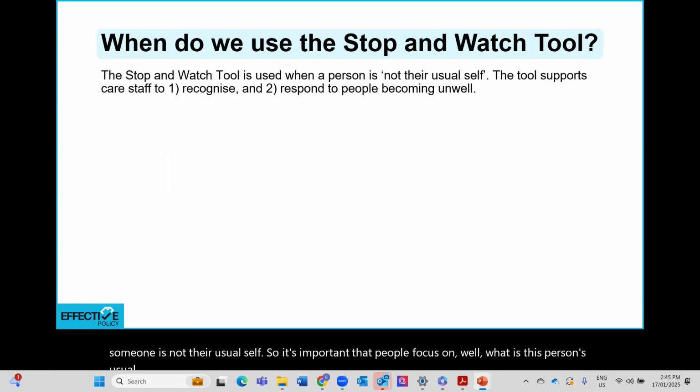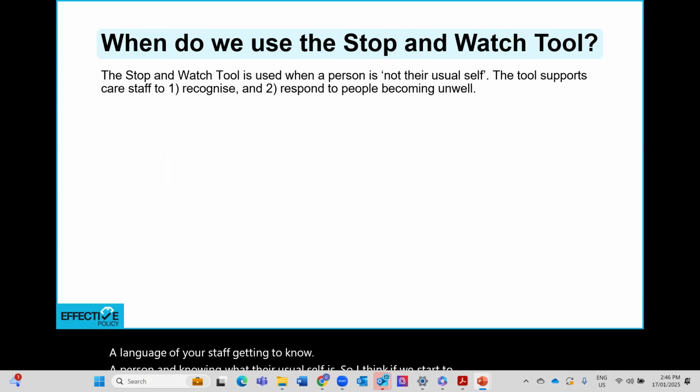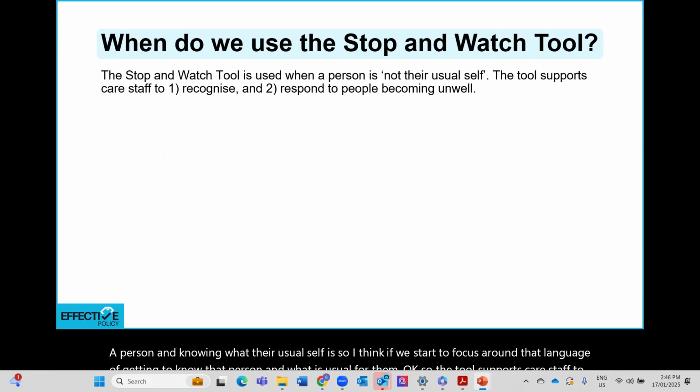And you do get to know somebody. Now, there'll be times when staff don't know a person, so it might take them some time to get to know them. But if you, as managers and business owners, can focus on a language of your staff getting to know a person and knowing what their usual self is, yeah? So I think if we start to focus around that language of getting to know that person and what is usual for them, okay? So the tool supports care staff to, 1, recognize, and 2, respond to people becoming unwell.